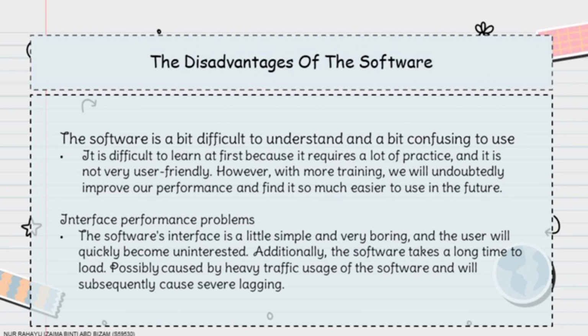Second, the interface performance problem. The software's interface is a little simple and very boring, and the user will quickly become uninterested. Additionally, the software takes a long time to load. It may be caused by heavy traffic usage of the software and will subsequently cause severe lagging.